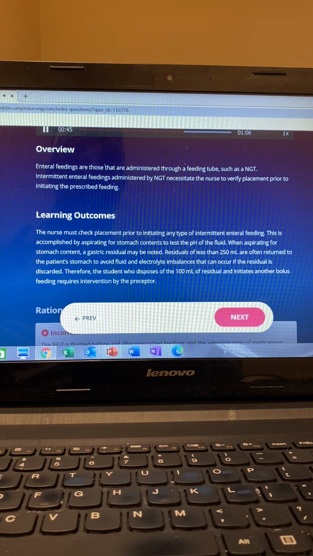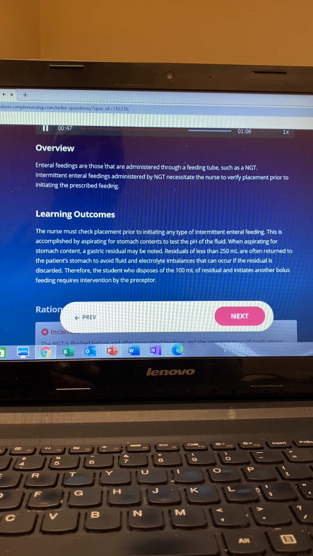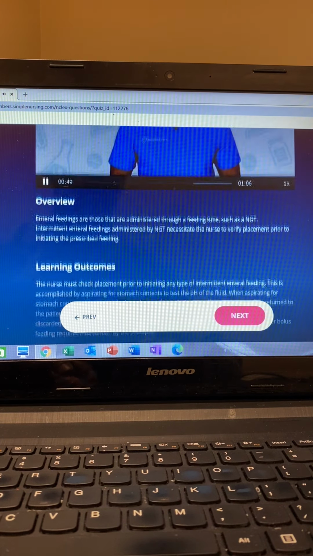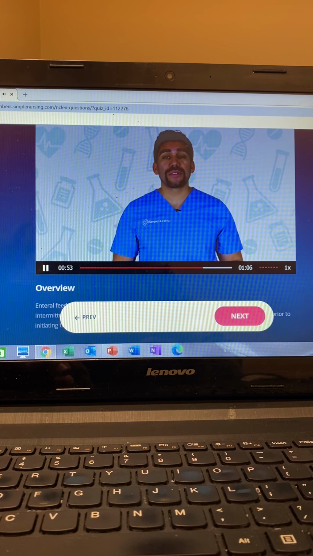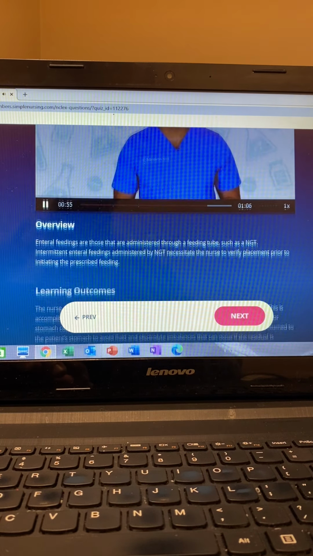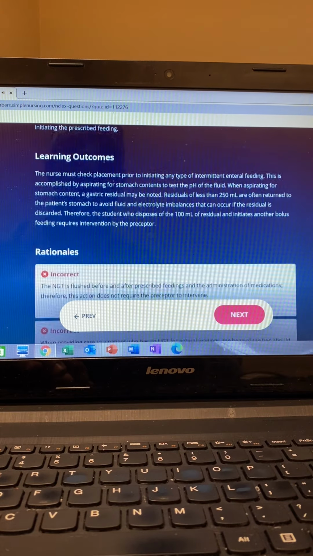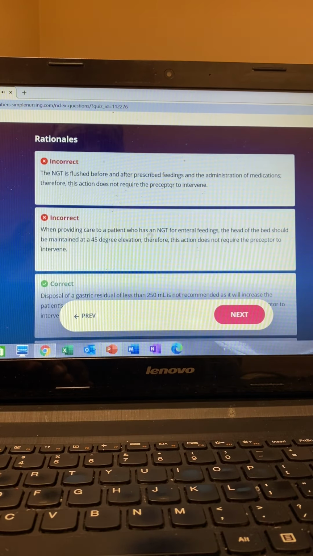All the gastric residual should be put back into the gut. So remember, we're looking for the wrong ones here. So we have to choose option number 3. And option 4, gastric residual should be checked per policy. So we have to skip that one since it's correct.